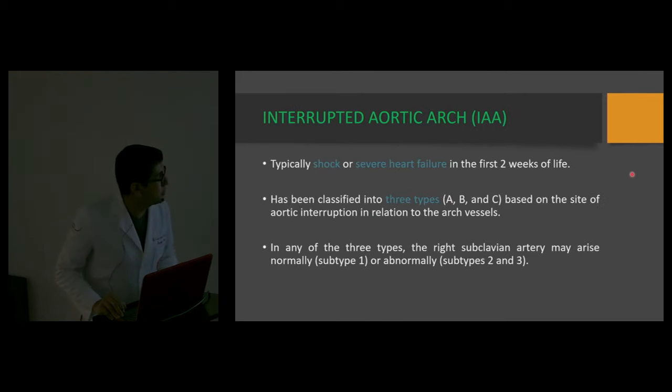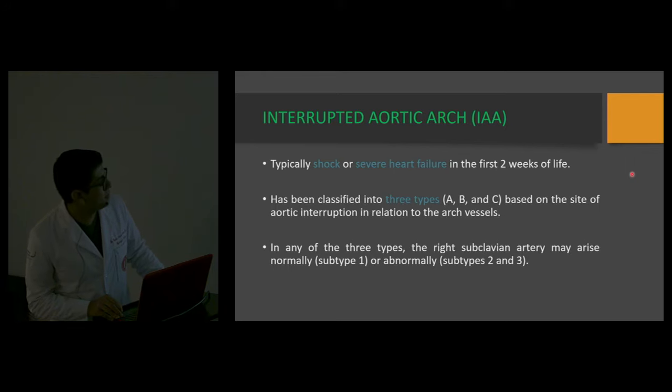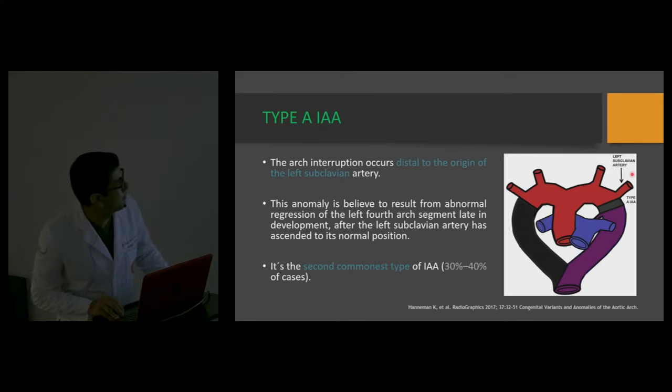It typically presents with severe heart failure in the first 2 weeks of life. It has been classified into 3 types based on the site of aortic interruption and its relation to each vessel. In any of the 3 types, the right subclavian artery may arise normally or abnormally.